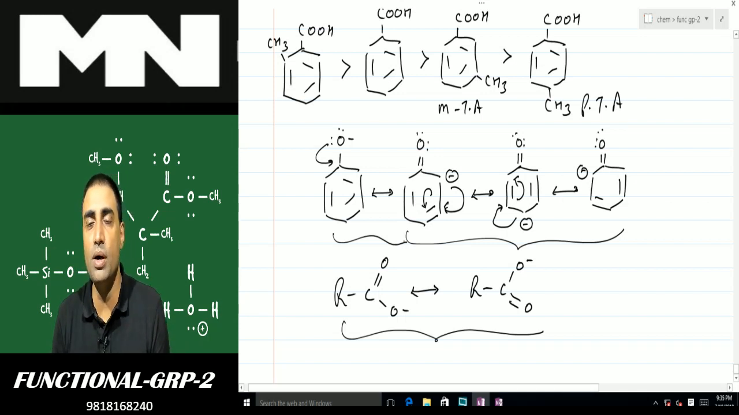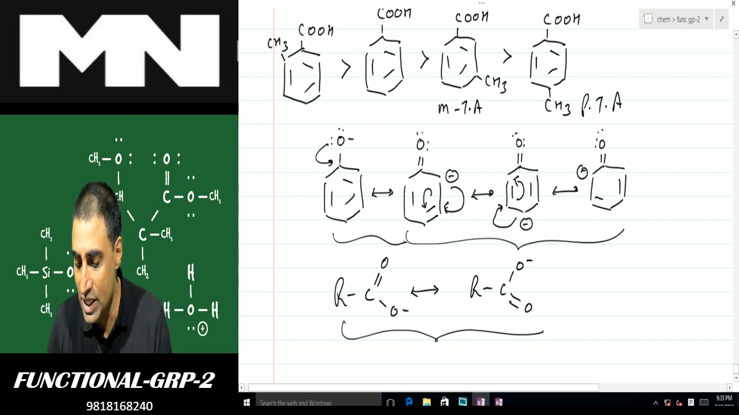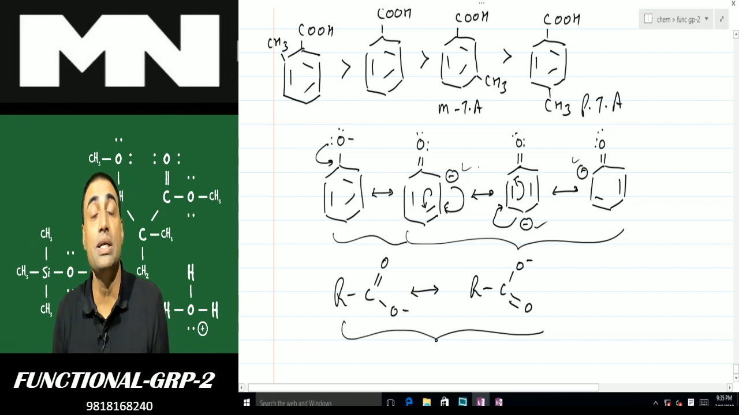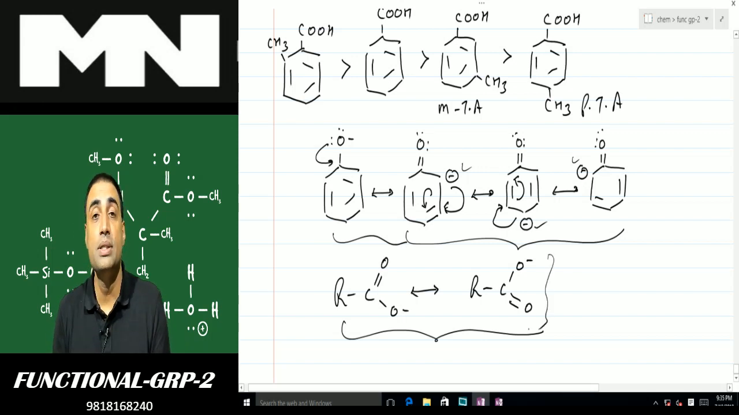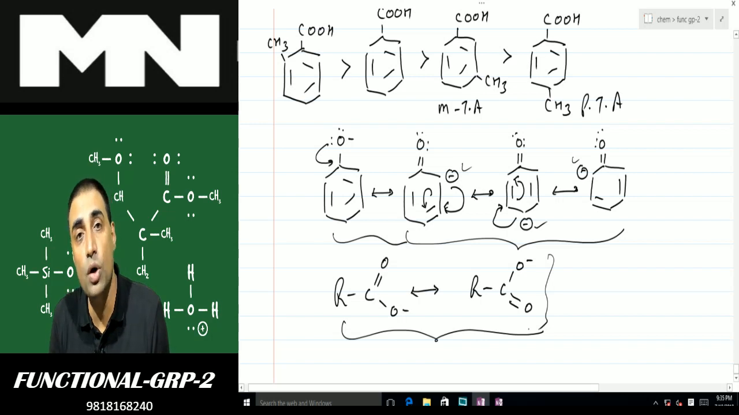Well, the stability of resonance structure not only depends on the number of resonating structures, it also depends on the atom on which you have got a negative charge or any charge, positive charge, we can say that also. In phenoxide ion, you can see that the negative charge is on less electronegative carbon atom. It is not on more electronegative oxygen. Whereas in carboxylate ion, the negative charge is on more electronegative oxygen atom, and that's why it is more stable. The negative charge is always more stable on more electronegative element.